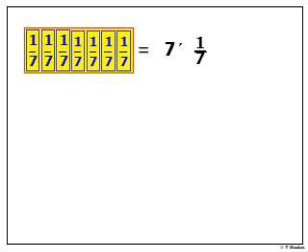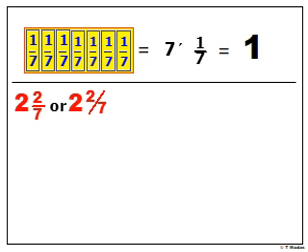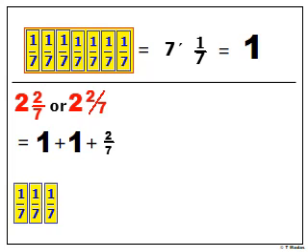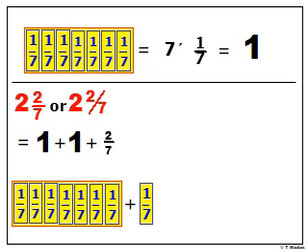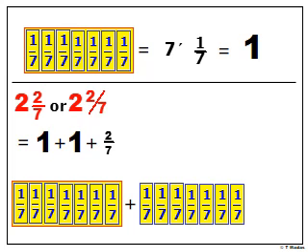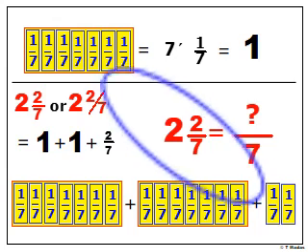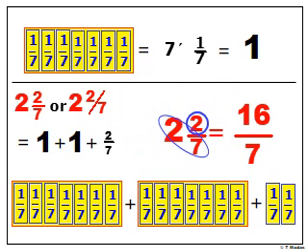So the steps are very easy. I'm not going to count them all because you get the idea. So 2 and 2 over 7, I'm going to do it very fast. Instead of doing all these boxes, 2 times 7, it's 14, plus 2, it's 16 over 7.